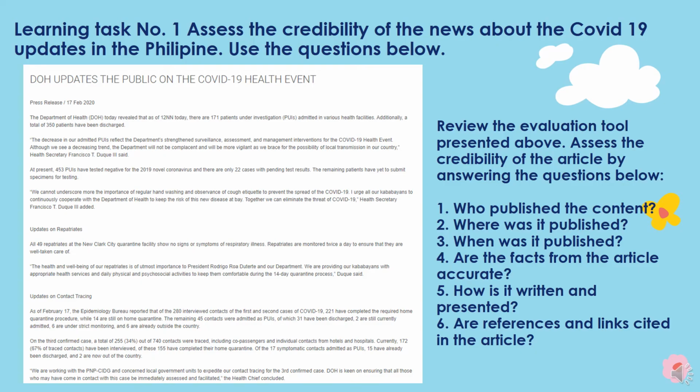Now, for our learning task number 1, let's try to assess the credibility of the news about COVID-19. COVID-19 updates in the Philippines. Use the questions below. So here is the article that you need to read silently. And here are the questions to answer. Okay, so review the evaluation tool presented above. Assess the credibility of the article by answering the questions below.